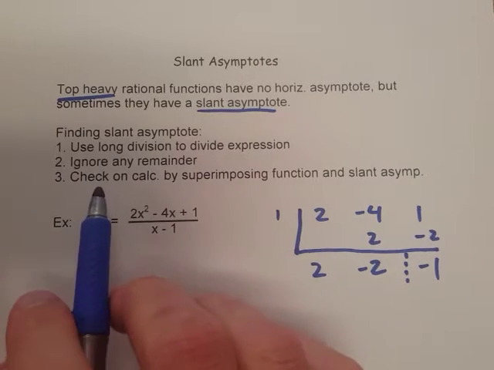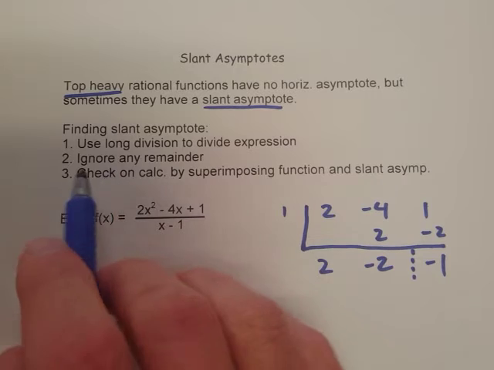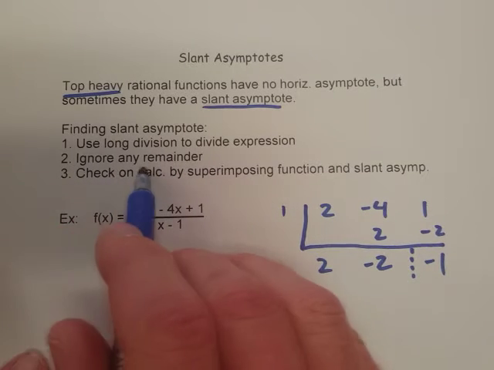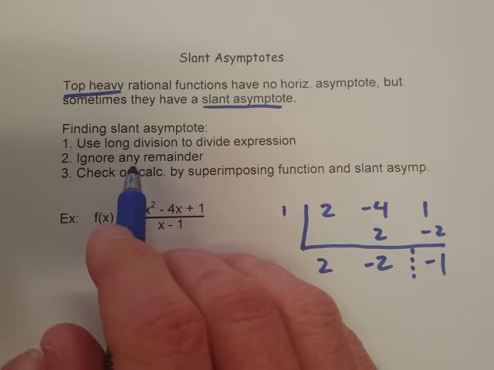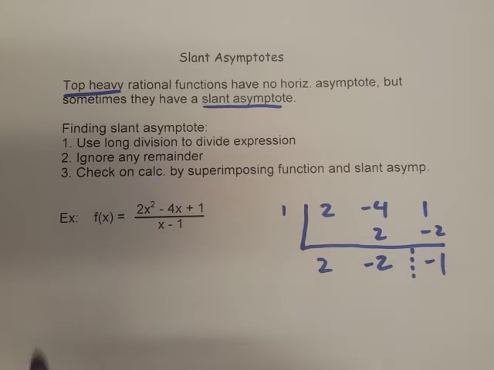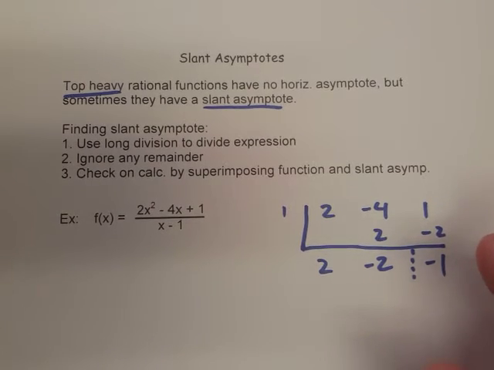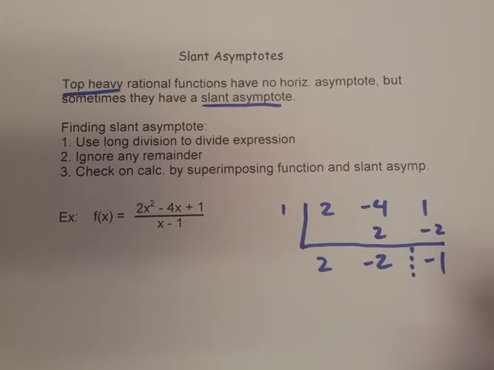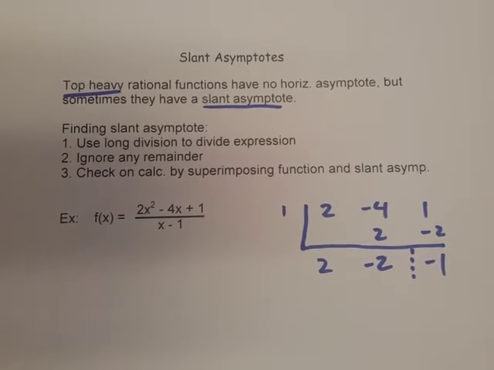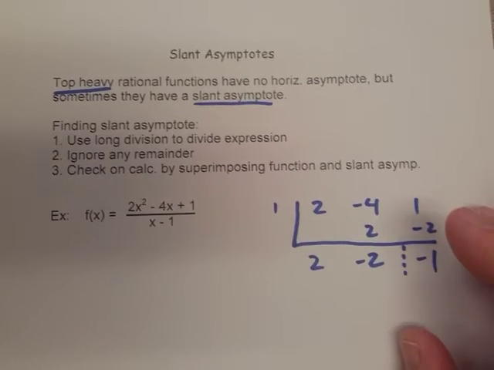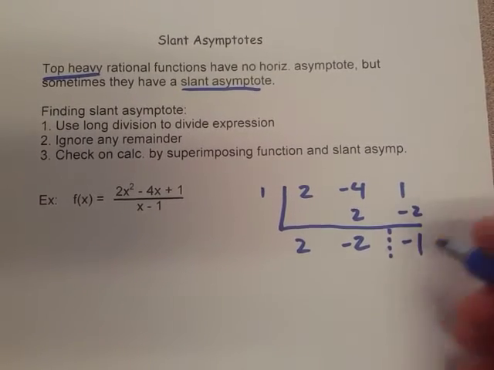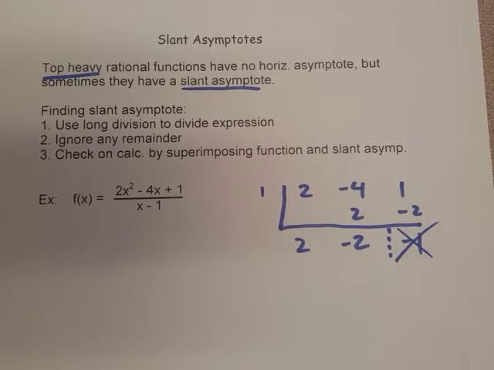Now one thing you also may have seen in this list is step 2, to ignore the remainder. The reason we can ignore it is because as you go out to the right forever or to the left forever, the remainder isn't going to have much effect. It's going to be basically canceled out when we go out there. So we can just cross out that remainder, ignore it for the time being, or for the whole problem actually.